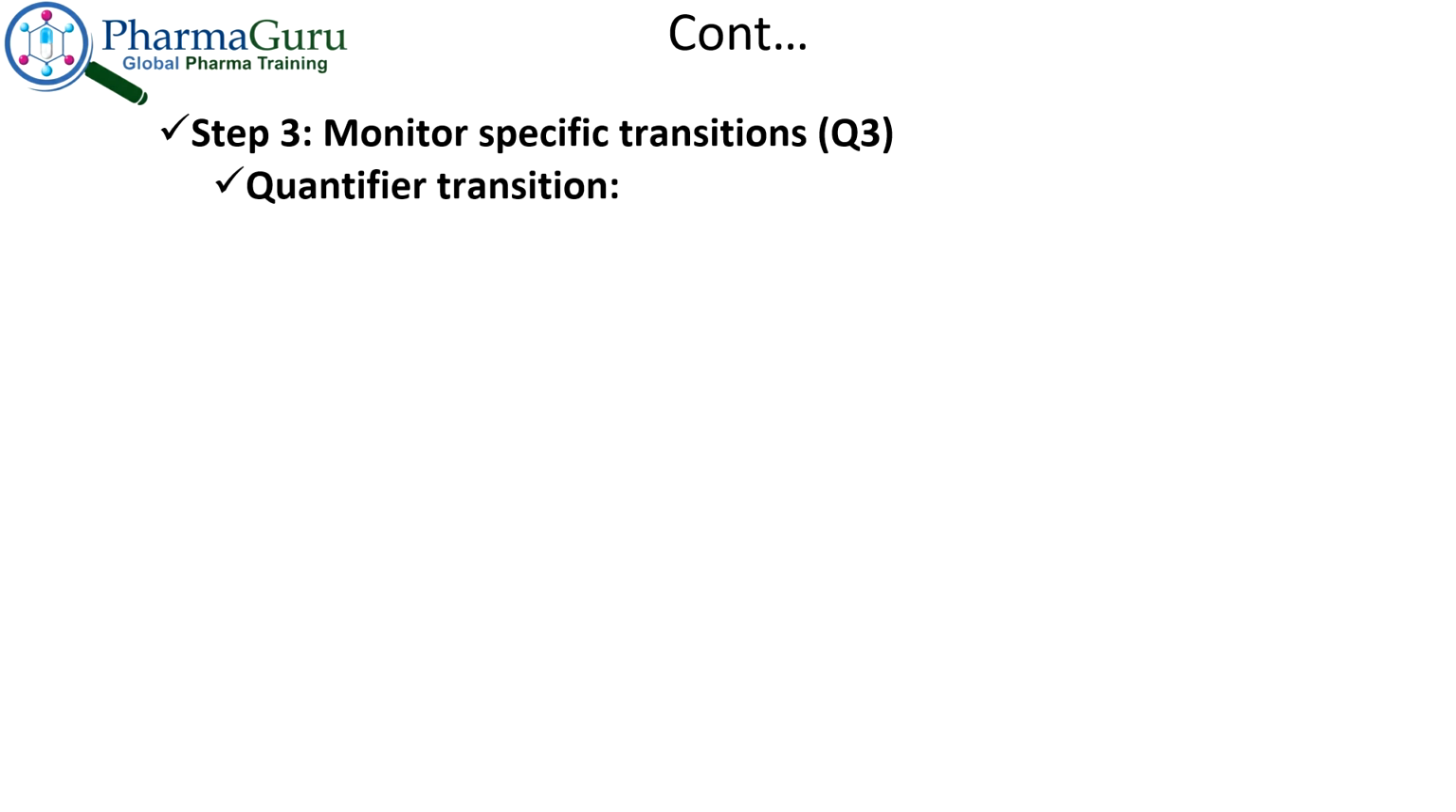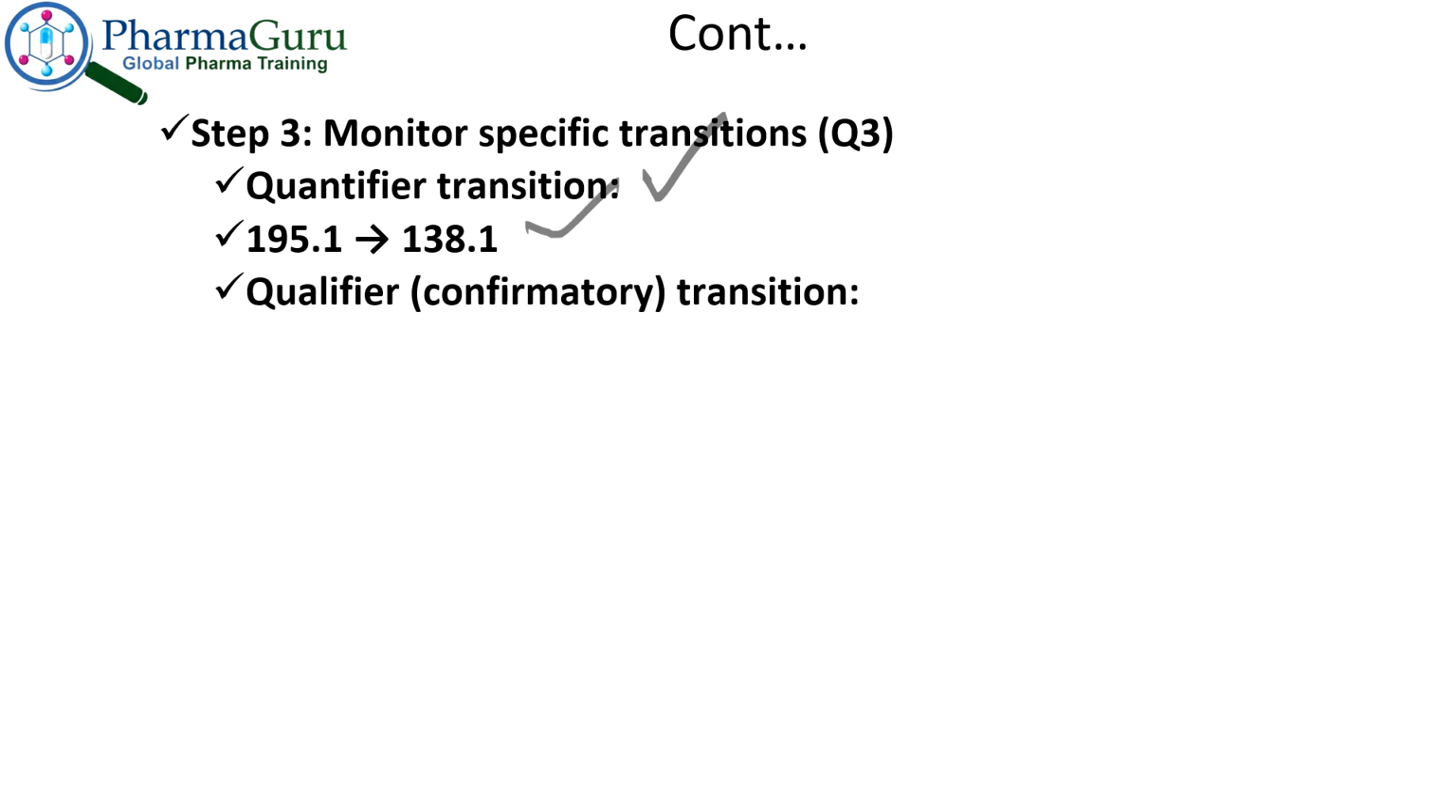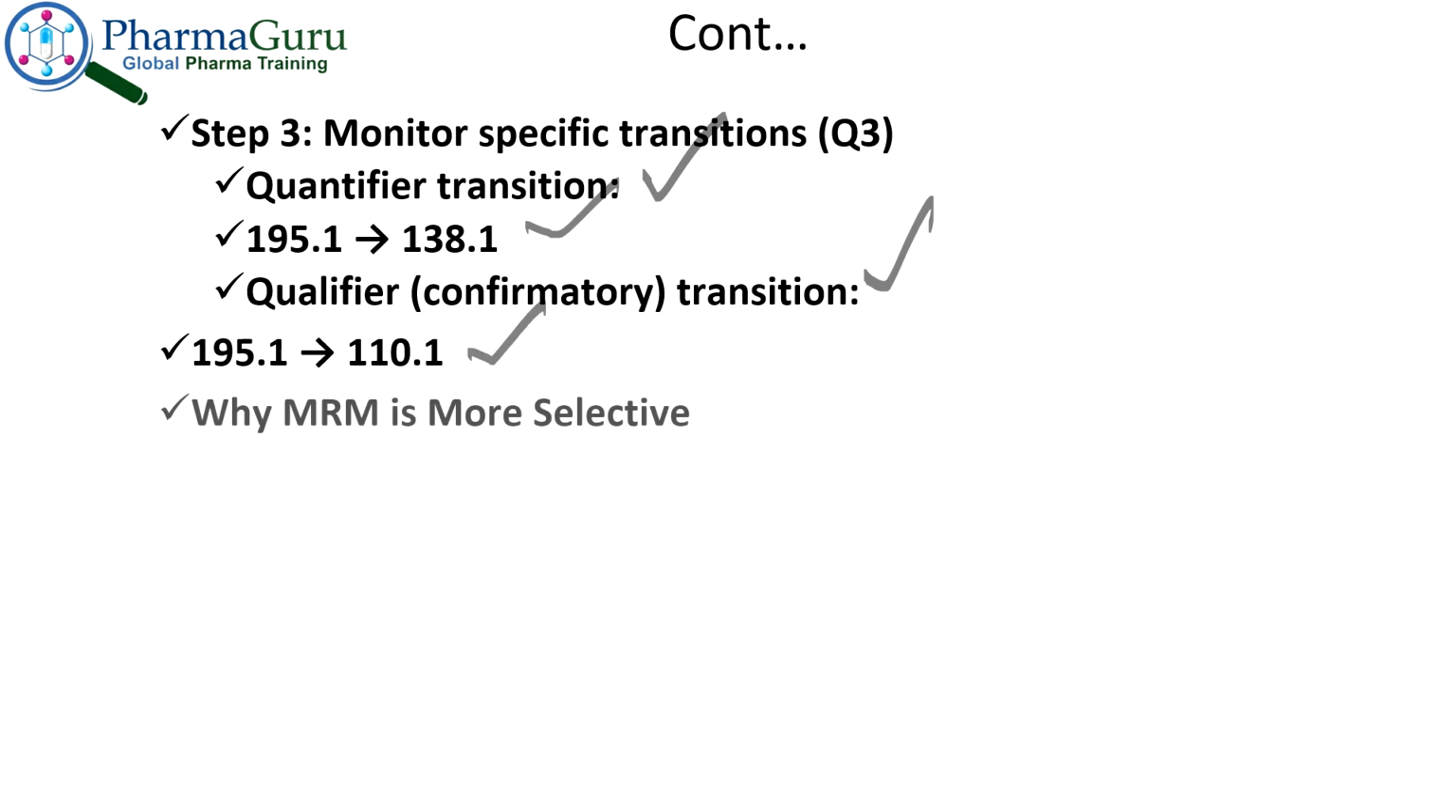First, monitor the quantifier transition, which is 195.1 to 138.1 m/z. Now monitor the qualifier, meaning confirmatory transition, which is 195.1 to 110.1 m/z. Now the question comes, why is MRM more selective?